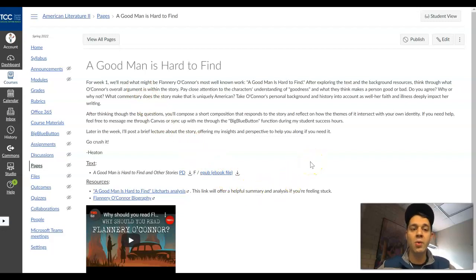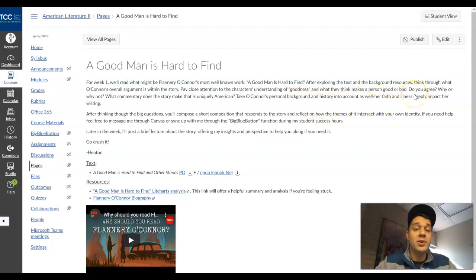So for week 1, we'll read what might be Flannery O'Connor's most well-known work, A Good Man is Hard to Find. So after exploring the text and the background resources, think through what O'Connor's overall argument is within the story. Now, I want you to pay close attention to the characters' understanding of goodness, and you'll notice this. So whenever you see that word come up, anything that pertains to the title in literature should make you perk up a little bit. When people ask questions about what makes a good person or why someone is good, pay close attention to those discussions.